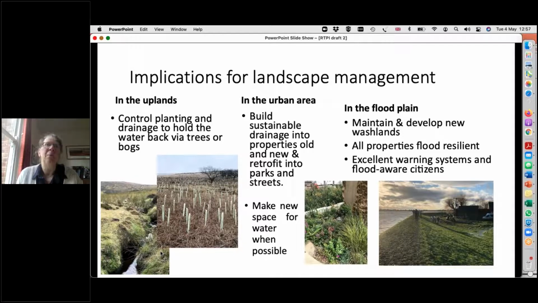In an urban area, building sustainable drainage. Here I actually do have a picture of sustainable drainage in that middle photograph. Into old properties and new properties, but also retrofitting into parks and streets. So that photograph comes from a part of the Greater Green project in Sheffield that some of you might have heard of. And in general, making space for water whenever possible.